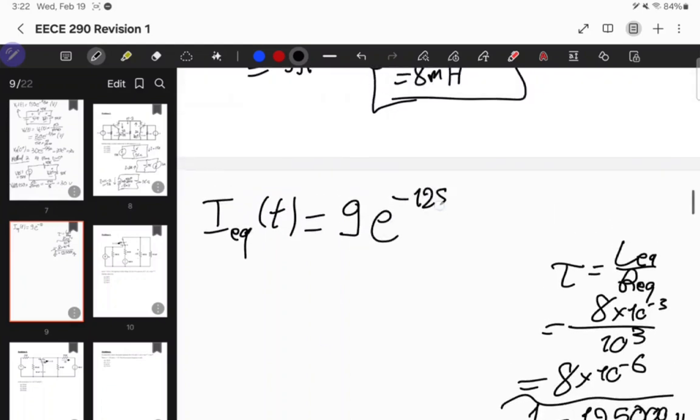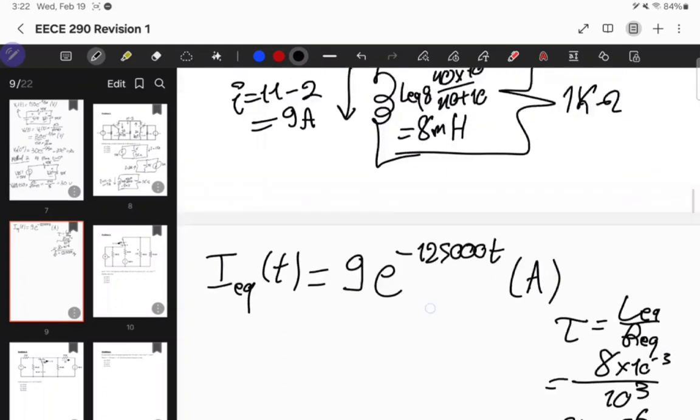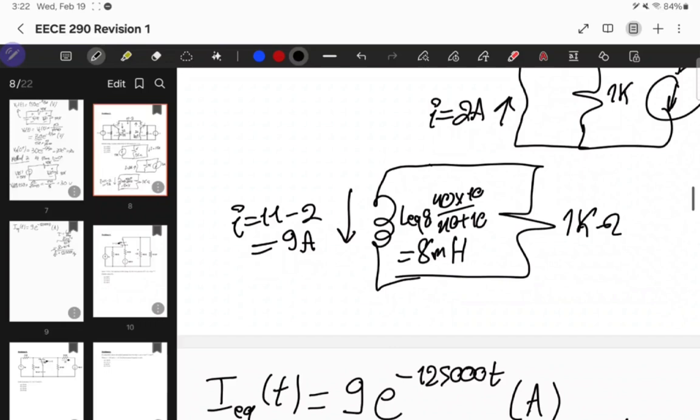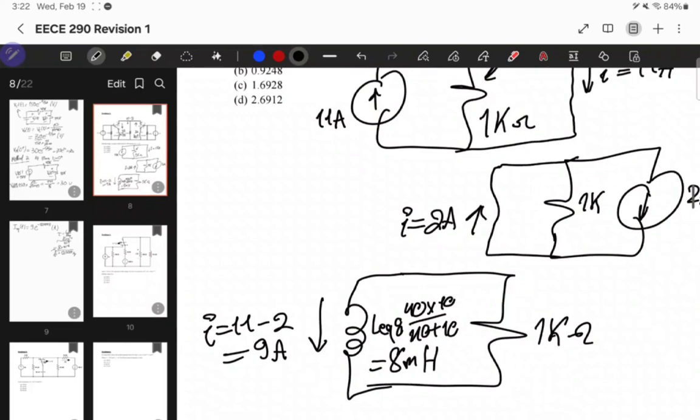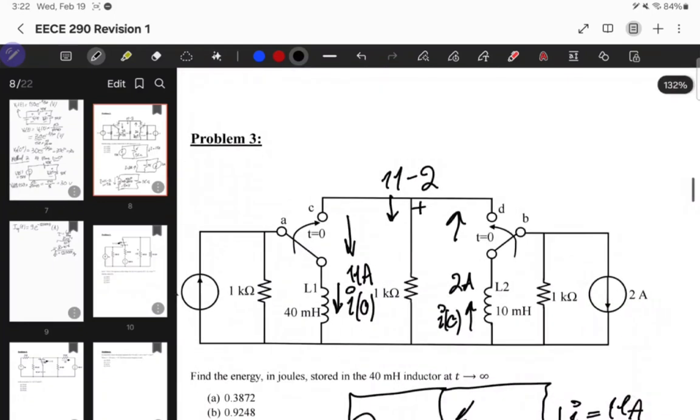So here I can do minus 125,000 t. This is the expression of the current in the inductor. But I need to go back to the circuit I had originally, with L1 and L2 in parallel. I can't really use much of this equivalent current, but I can get the voltage across this equivalent inductor. If I go back to this parallel connection, I'll have the same voltage in here. Let's call it v equivalent at t.